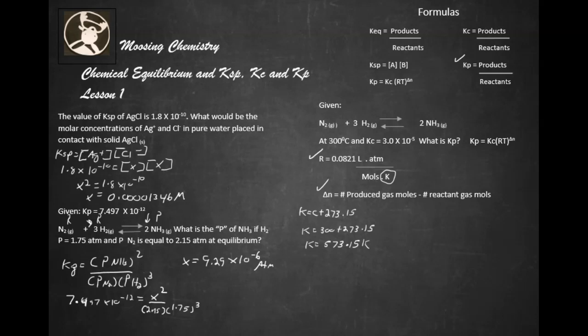All right, so now we've got that, and we know that our delta n is going to be equal to 2 minus 4 equals negative 2. And how do we determine that? Well, there's a 1 in here and a 3 that gives us a 4, and this is our 2, so it's produced moles, that's 2 right here, minus the combined reactant moles, 4, gives us this negative 2. Okay, so now we're ready to do the problem. We know our Kc value, which was given to us, which is 3.0 times 10 to the negative 5th.